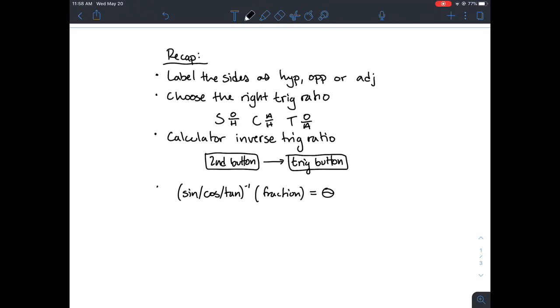Okay? So again, go through the notes, pause at any time, but the big thing is labeling, choosing the right ratio, and then just having the calculator do the work for you.